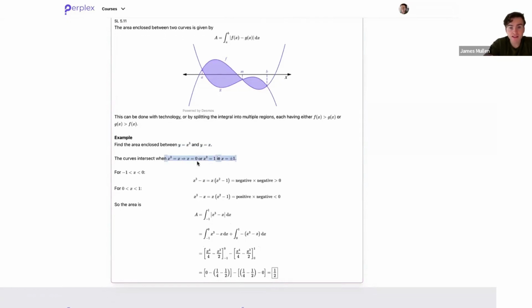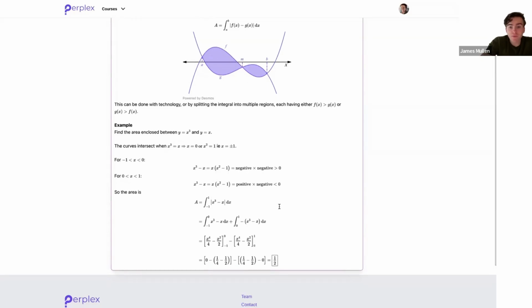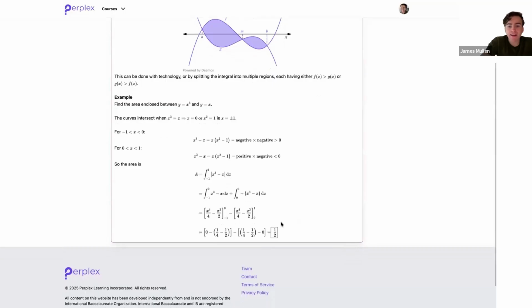So if I was looking for the area enclosed between x cubed and x, well, the curves intersect when x cubed equals x. That means that either x equals 0 or x is equal to plus or minus 1. And I have to test which one is bigger and when. So if I do x cubed minus x, for when x is between -1 and 0, that's going to be a positive number. And when x is between 0 and 1, it's going to be a negative number, which means that I can split it as the integral from -1 up to 0 of x cubed minus x plus the integral from 0 up to 1 of negative (x cubed minus x). And again, that all leads me to the answer of 1 over 2.